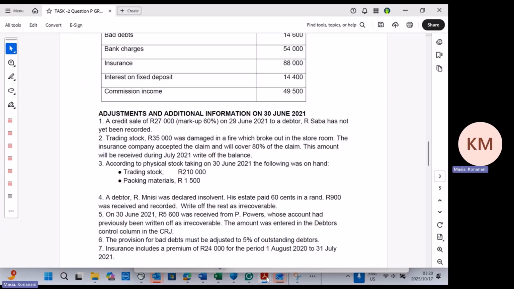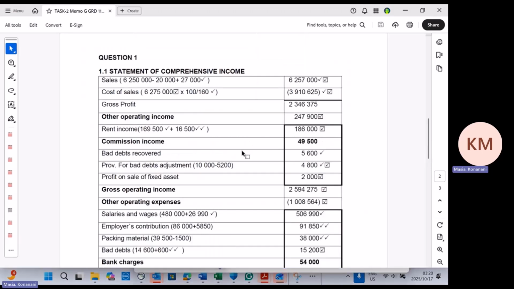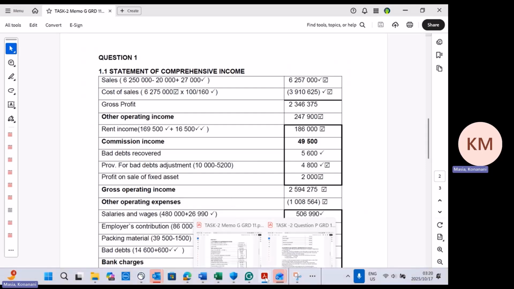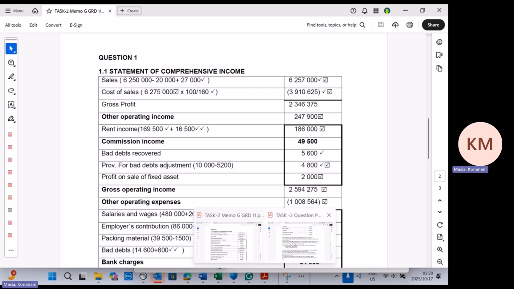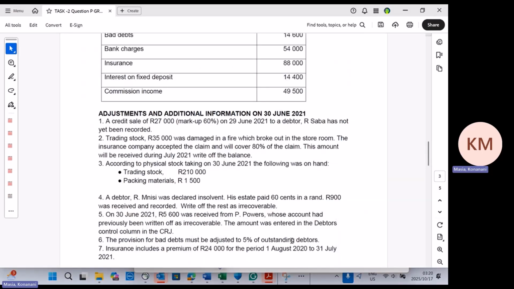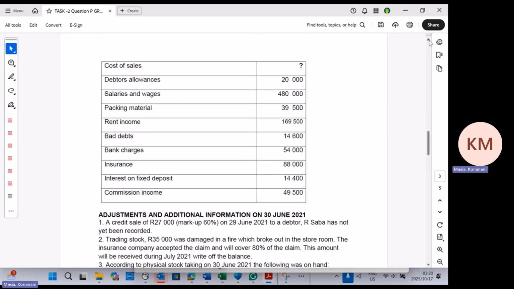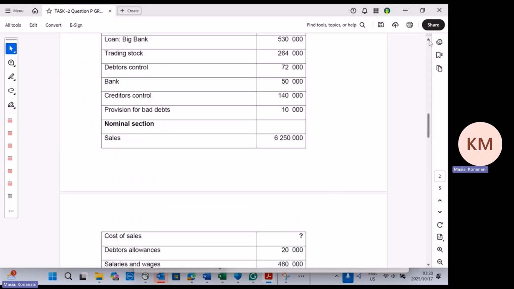Hence you can see in the answer they said bad debts recovered of 5,600, which is also an income. Now I also have a provision for bad debts that I need to adjust. Let's go to the information to see what was provided to calculate that. In the trial balance, because everything starts in the trial balance, there is a provision. Remember, I said the provision is a balance sheet item, but because of debit and credit, any adjustment might also affect your income statement. There was a provision of 10,000.